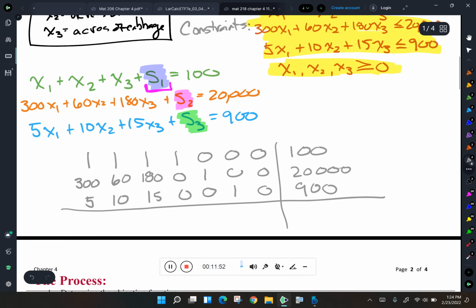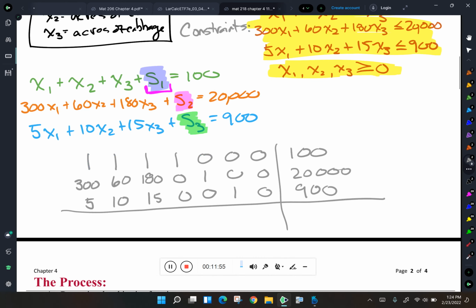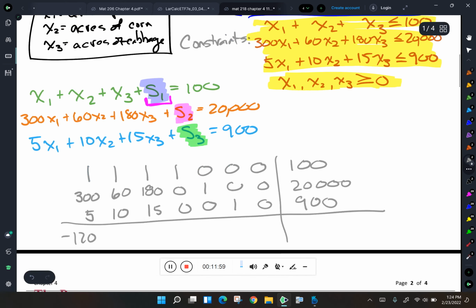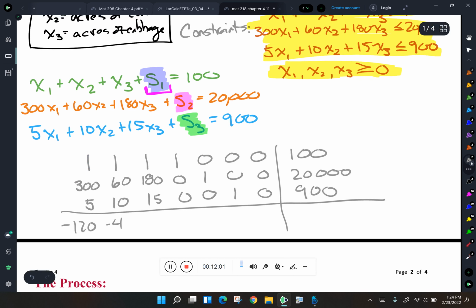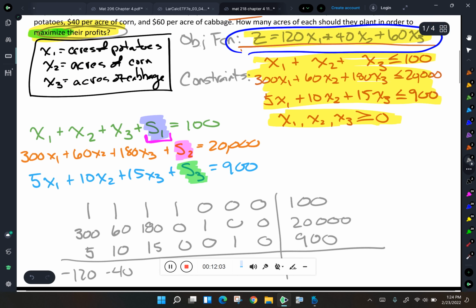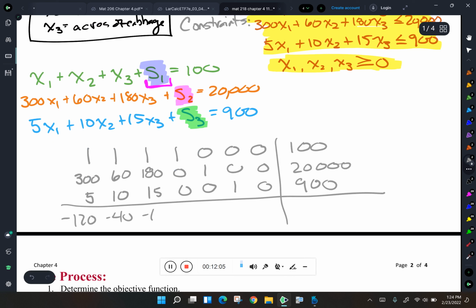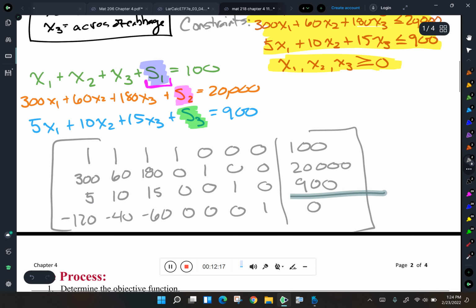My next row is going to be negative 120, negative 40, negative 60, 0, 0, 0, 1, 0. And this matrix that we just created here is called our simplex tableau.